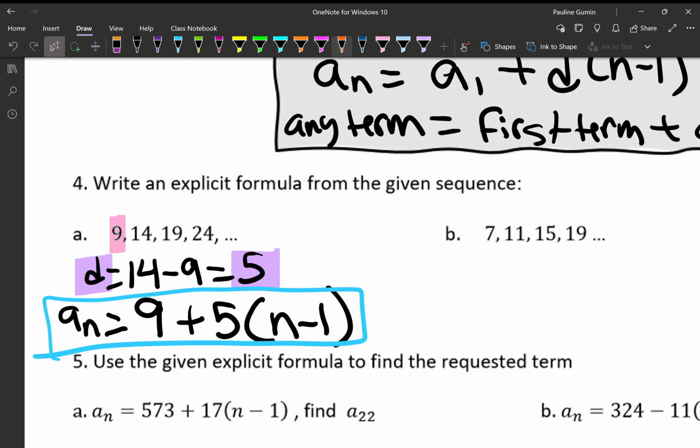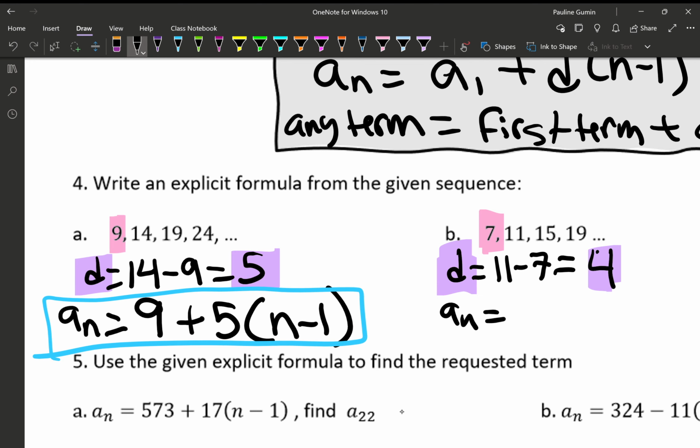Letter B, let's do the same thing. I have my first term at 7. Let's find the common difference: 11 minus 7 is 3. No, it's not. It's 4. My goodness, I just had a brain fart. So our formula, a_n, any term, can be found by doing 7, our first term, plus 4 times n minus 1.